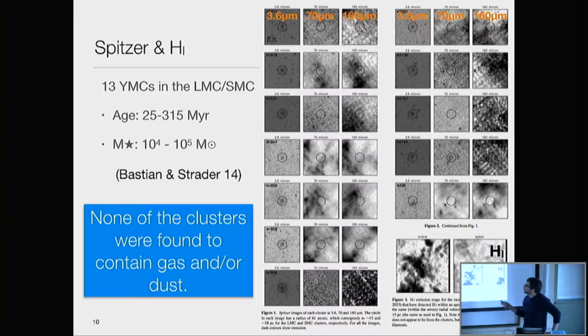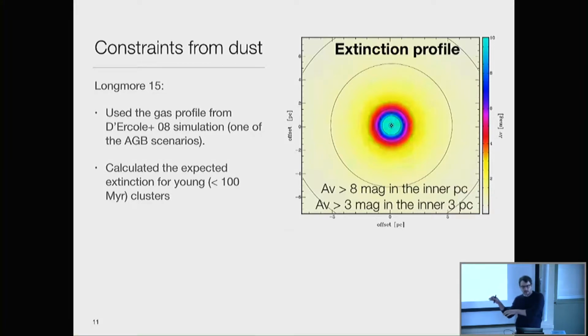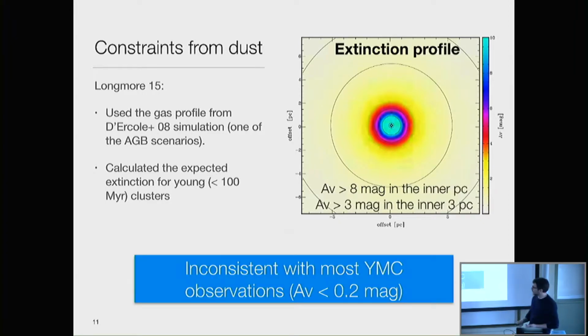But people also looked at, instead of the dust emission, the dust absorption. If you take the gas profile of the prediction, and then use a recipe to see how much dust is associated with this gas, and turn this into an extinction map, you expect to see a lot of attenuation by this gas within the very core of the clusters. You're going to see something like 8 or 3 magnitudes of extinction if these clusters were to host a gas reservoir. However, most of the clusters don't show this. They have very little extinction.